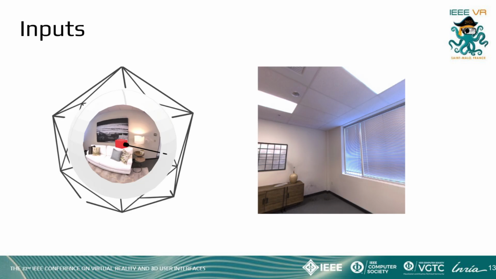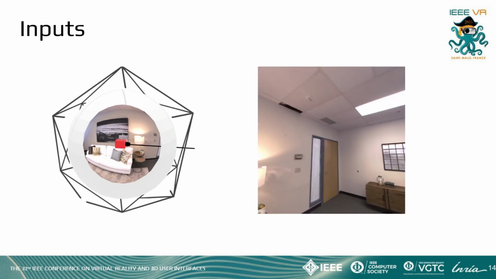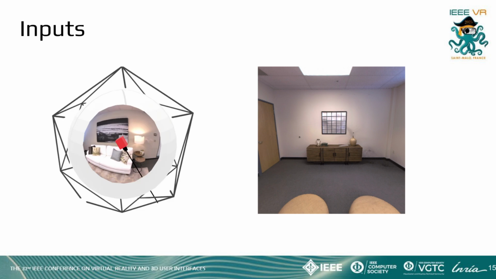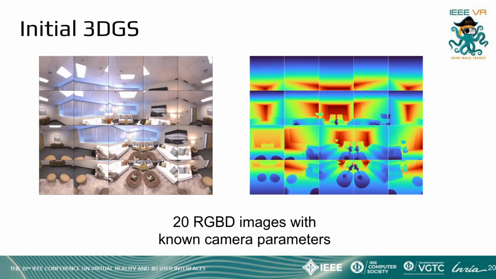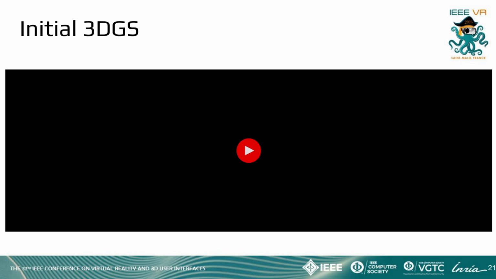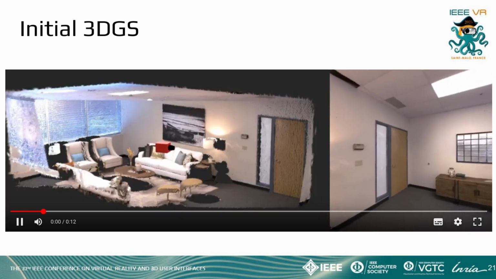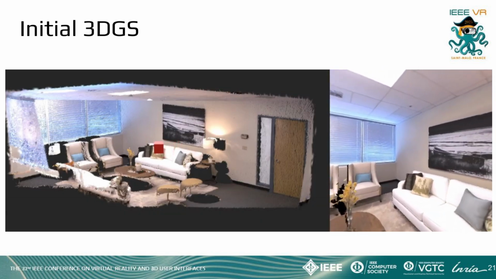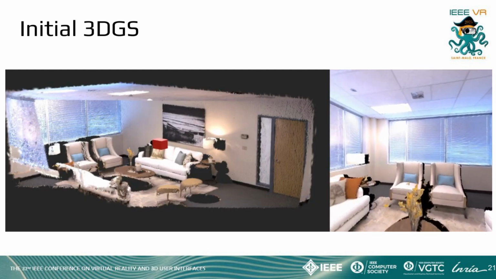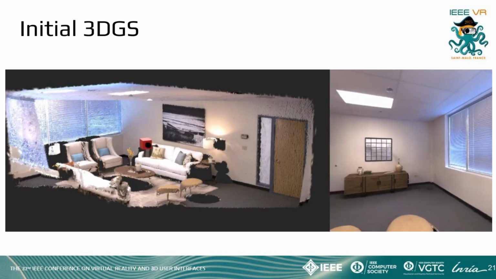We place a virtual pinhole camera at the center of the sphere and rotate it in discrete rotations that correspond to the center of the face of the icosahedron. We repeat this process, and we end up with 20 RGBD images with known camera parameters. From this pool of views, we train our initial Gaussian splats. As you can see, the 360 input image is not a textured sphere anymore, but it has geometry due to the depth supervision that we impose during training.